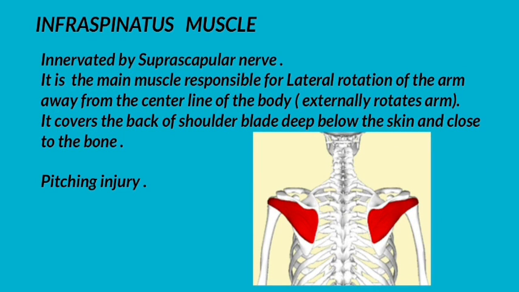The second muscle is infraspinatus muscle. Infraspinatus muscle is innervated by the suprascapular nerve. It is the main muscle responsible for lateral rotation of the arm away from the center line of the body. It means it externally rotates the arm. It covers the back of the shoulder blade deep below the skin and close to the bone. Pinching injury is the injury of infraspinatus muscle.